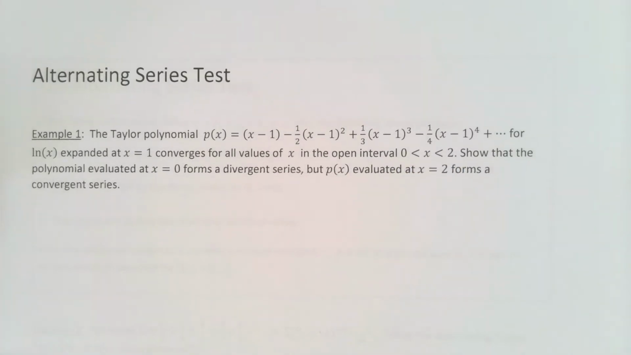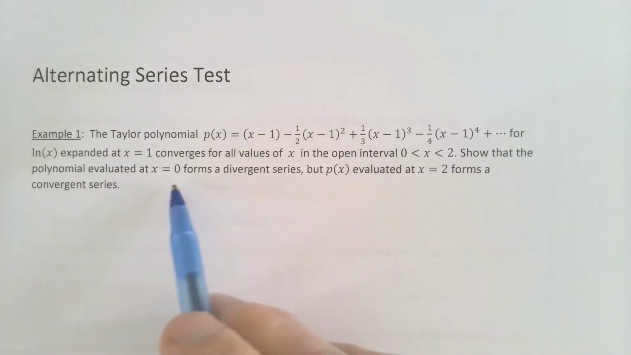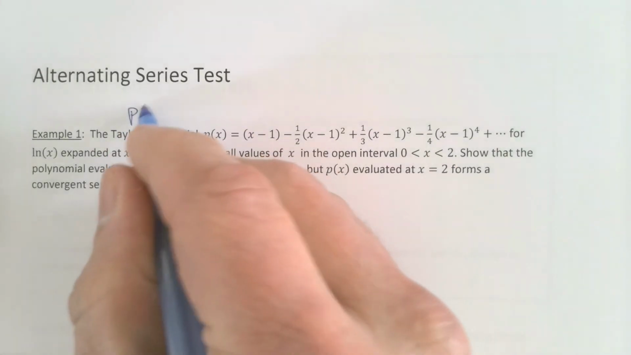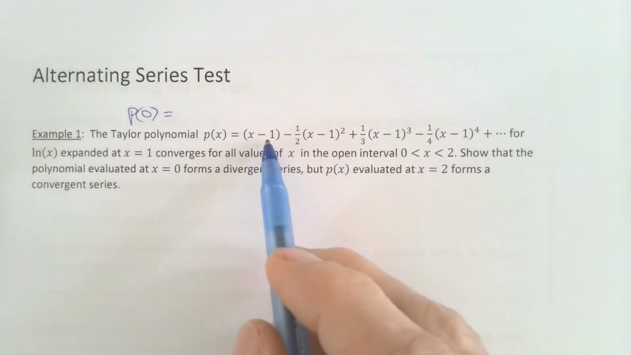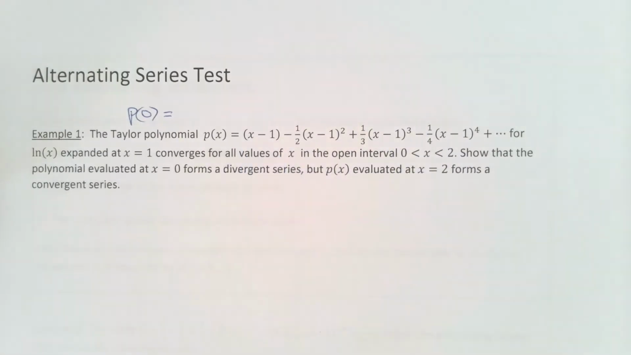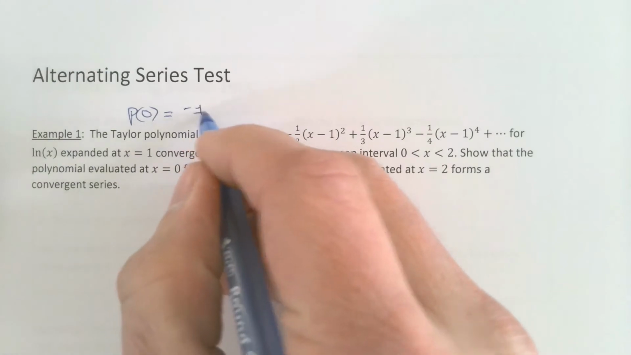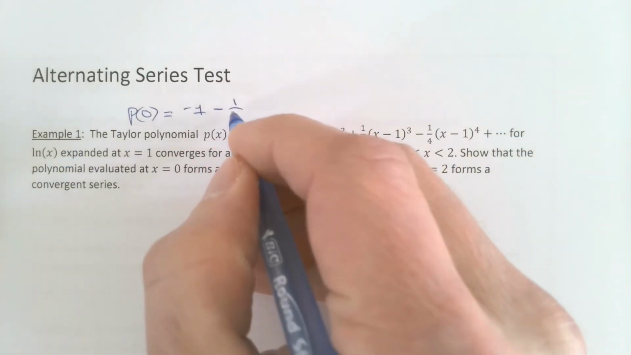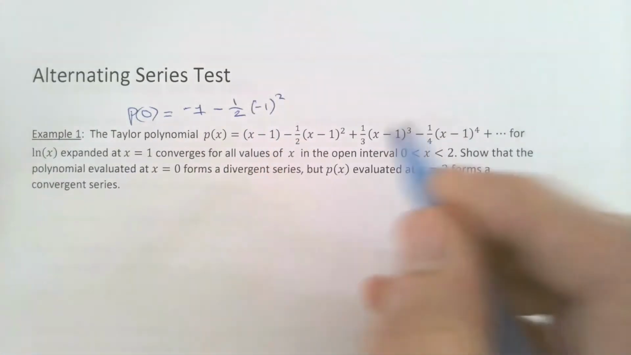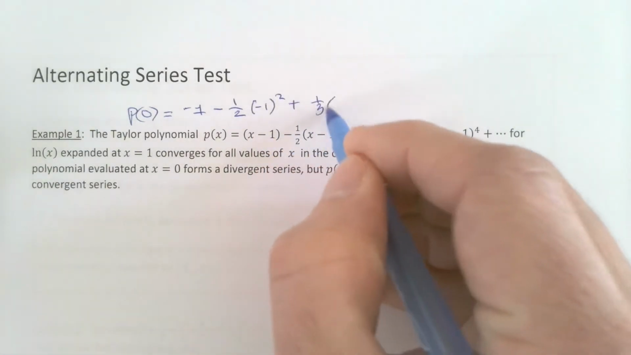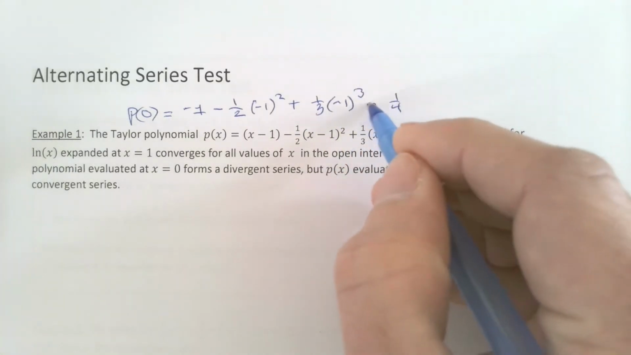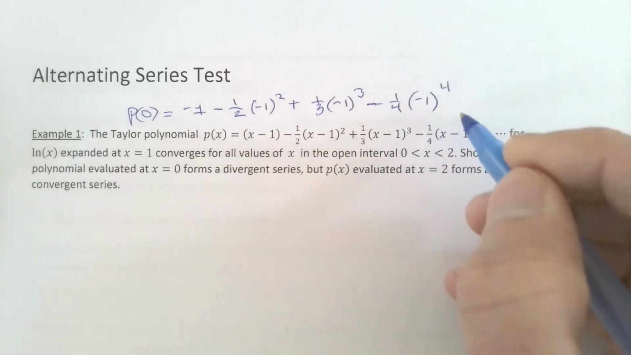And the first thing we're going to try to do is plug 0 into this Taylor polynomial. So you do that, and it looks like this. P of 0 equals, okay, here's 0 minus 1, 0 minus 1, 0 minus 1, these binomials all will now take on the value of -1. So that looks like -1 minus 1/2 times -1 squared, then we go to plus 1/3 times -1 cubed, minus 1/4 times -1 to the 4th, etc.